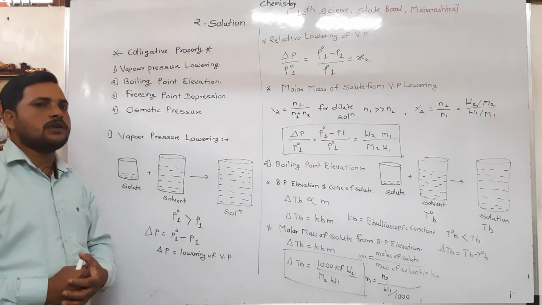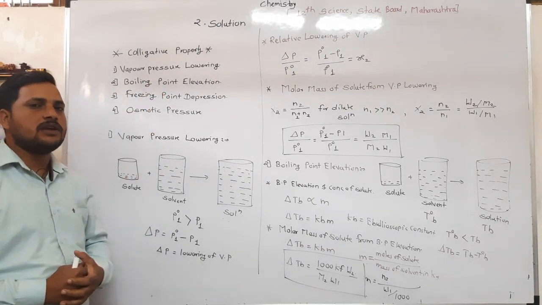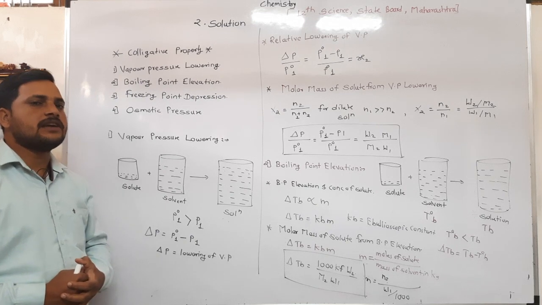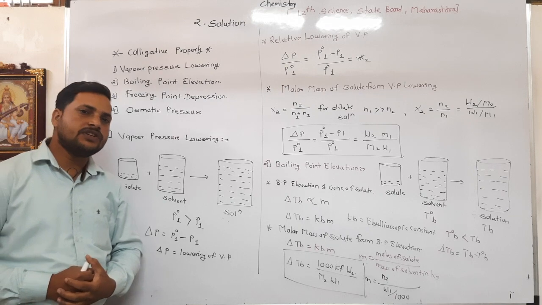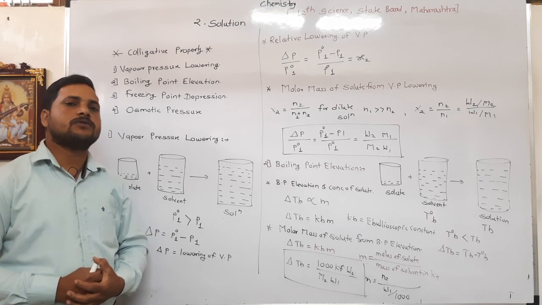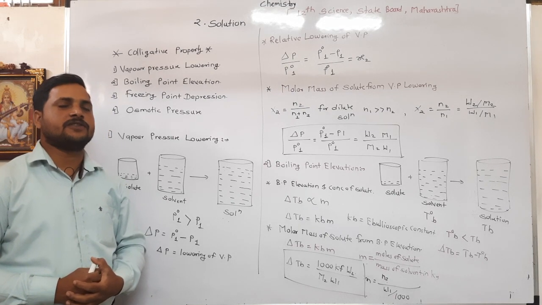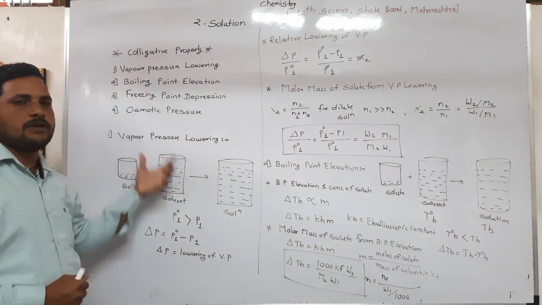There are four colligative properties. First one, vapor pressure lowering. Second one, elevation in boiling point. Third one, depression in freezing point. And fourth one, osmotic pressure. Let us consider one by one.